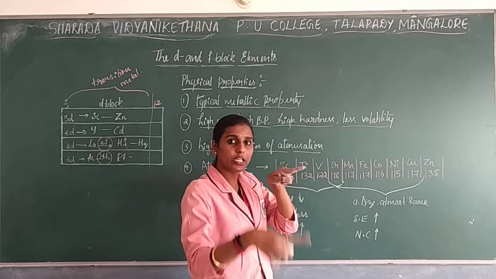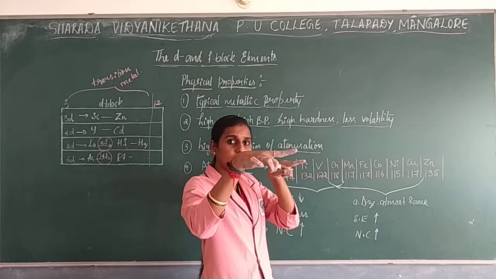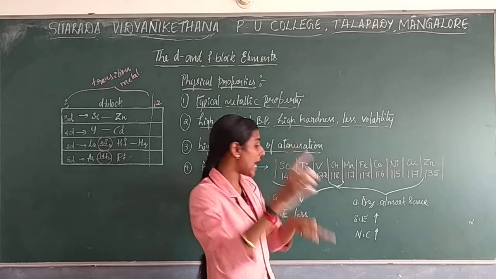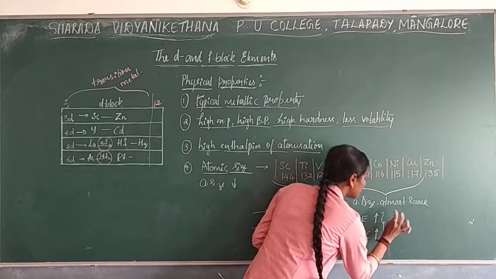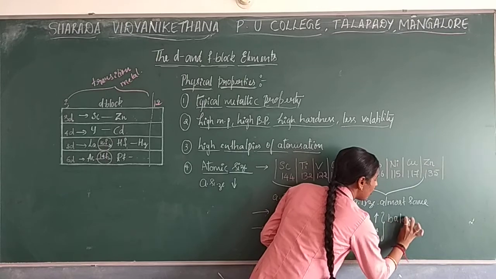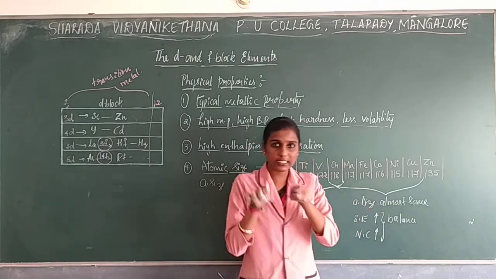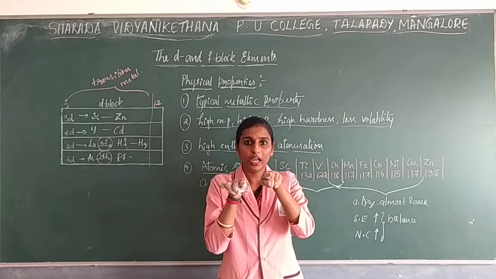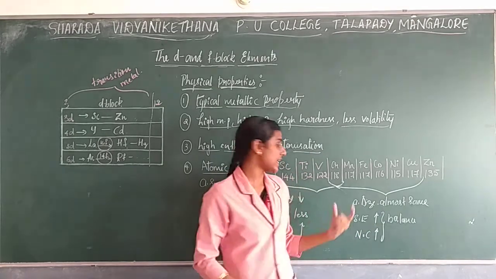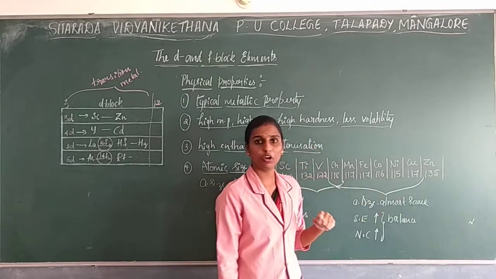Nuclear charge is increasing, and the screening effect is also increasing, so both balance each other. So these two are balancing with each other. That's why the atomic size is also balanced. It shows almost the same atomic size when you go from chromium to copper.